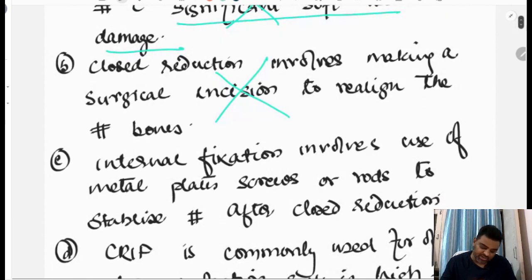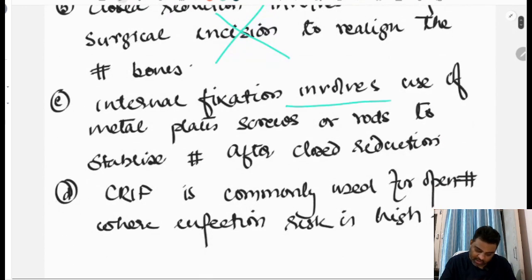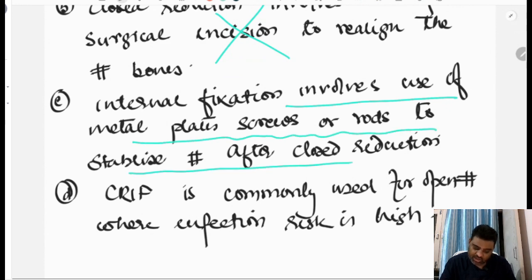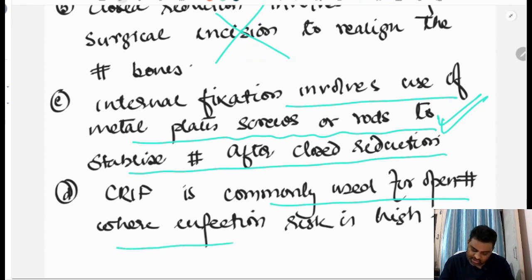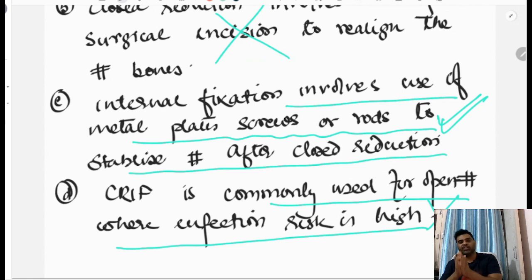Closed reduction involves making a surgical incision. So this is also wrong. Incision is done in open reduction. Internal fixation involves the use of metal plate, screw or rods to stabilize after the closed reduction. Yes, this is right. First we reduce the bone externally and then we can use all these things. Closed reduction internal fixation is commonly used for the open fractures where infection risk is high. No, I have told you that is in class 3 where there is extensive tissue damage, or if there is a circulatory problem, that is the artery is damaged, or if there is a high infection, the definitive treatment is open reduction internal fixation. But since we cannot do it initially, we just put an external fixator, and the definitive treatment in the form of ORIF is done afterwards.